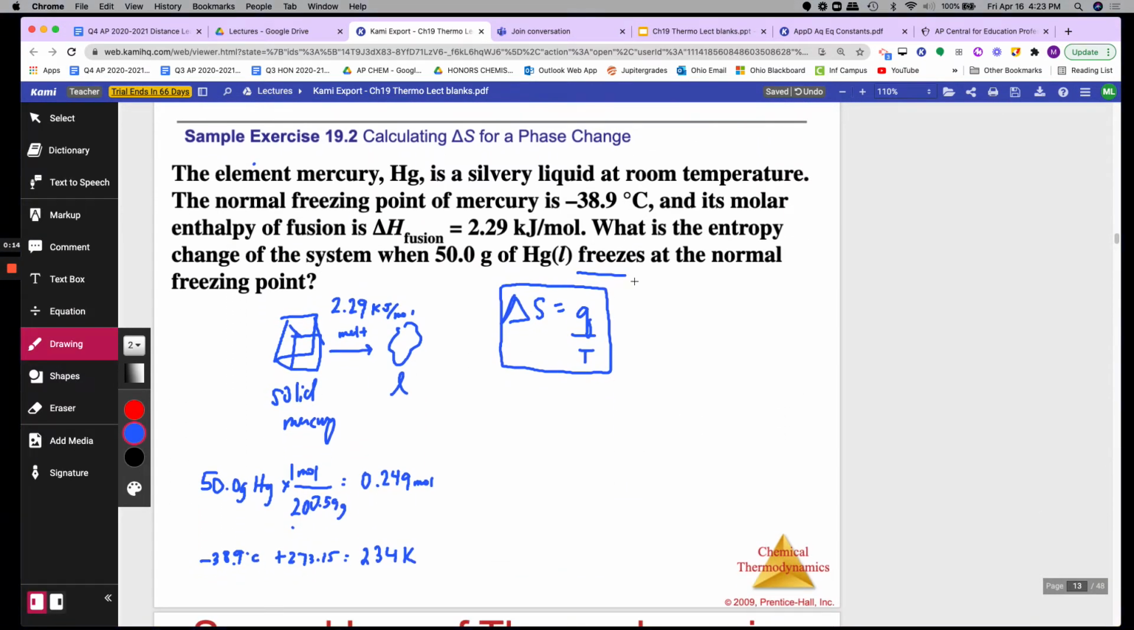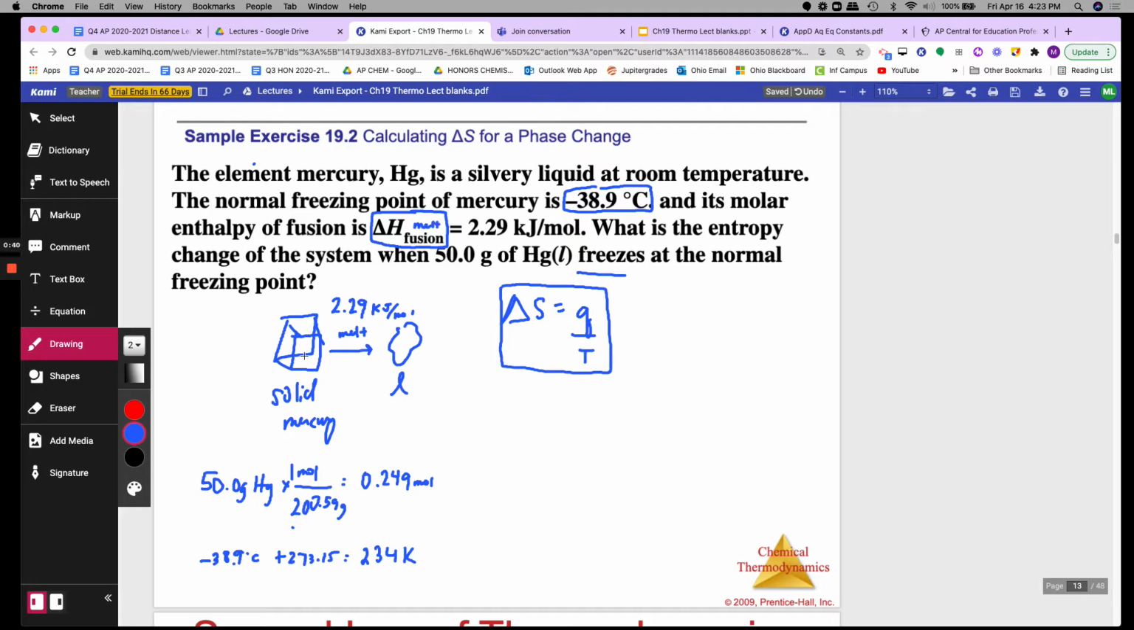So we have mercury, and it is a silvery liquid at room temperature, and it normally freezes at negative 38.9 degrees Celsius. So it's a liquid right now, and you have to get it colder to make it freeze, okay, at negative 38.9 degrees Celsius. Molar enthalpy of fusion. So fusion is the energy, or the heat in this case, you need to melt it. So fusion means melt. So I drew a picture right here.